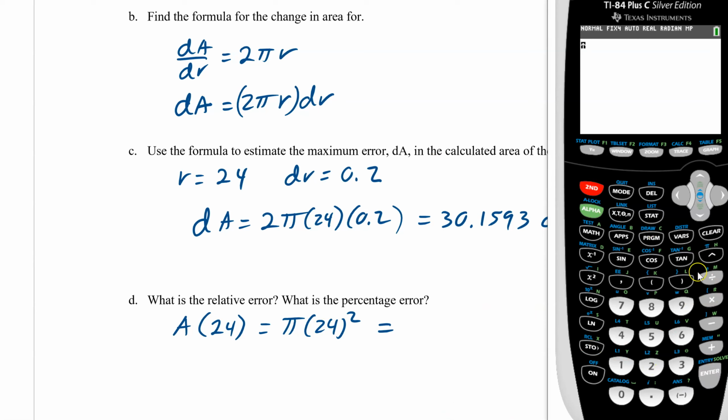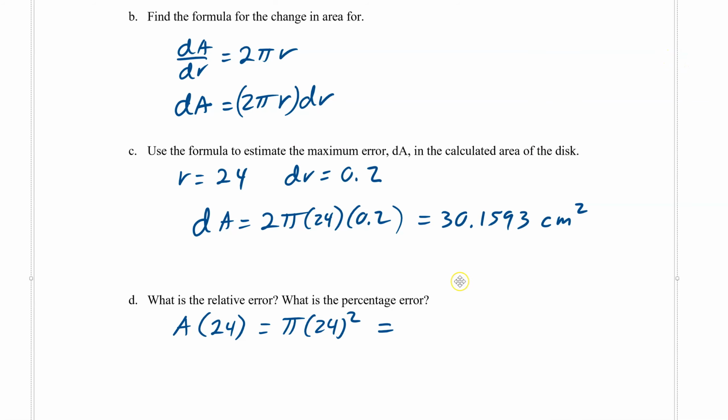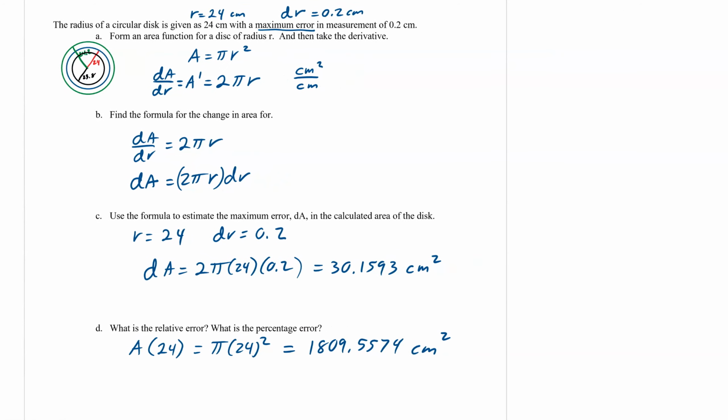So pi times 24 squared equals 1809.5574 centimeters squared. Okay, so let's review this to see what's going on. We have our area. It's pi r squared. So if our radius is 24, our area would be 1809.5574.